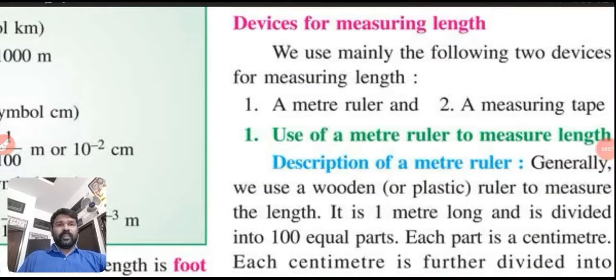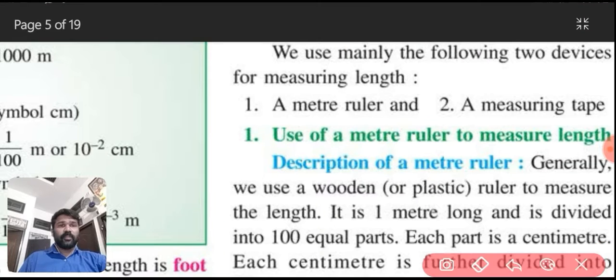This is our topic, devices for measuring length. We mainly use the following two devices for measuring length. First one is a meter ruler. Another one is a measuring tape. These are the two devices we are using to measure length.